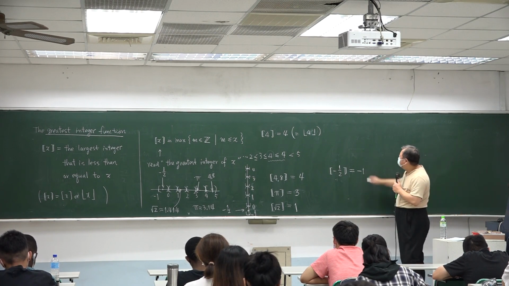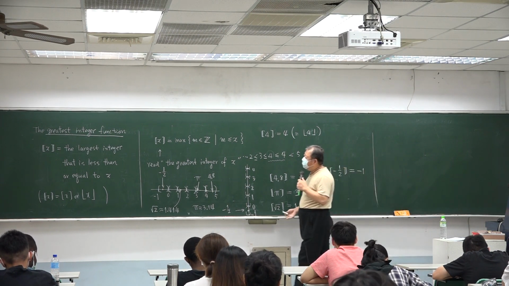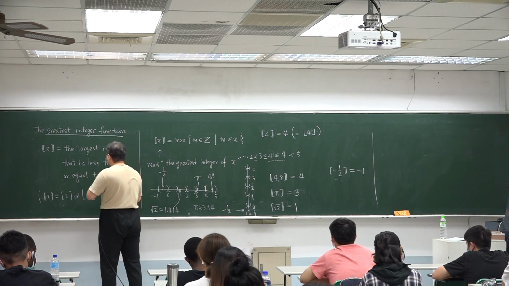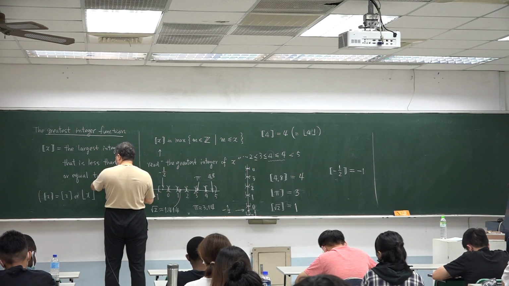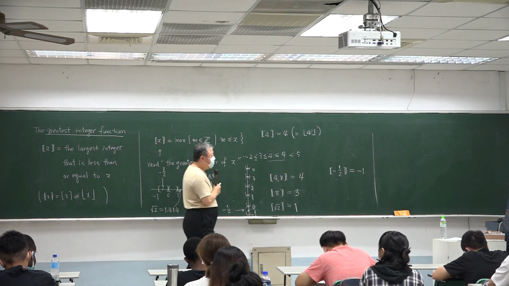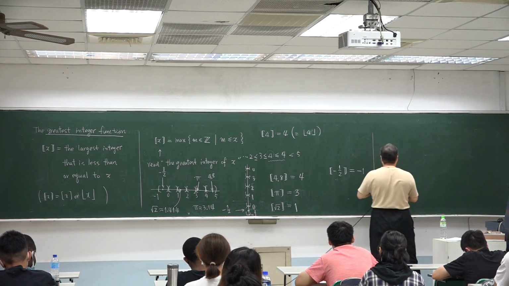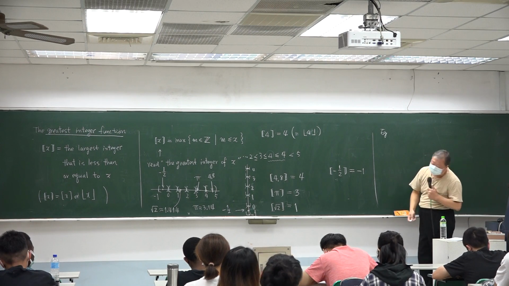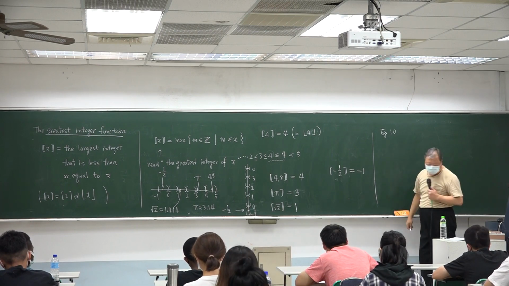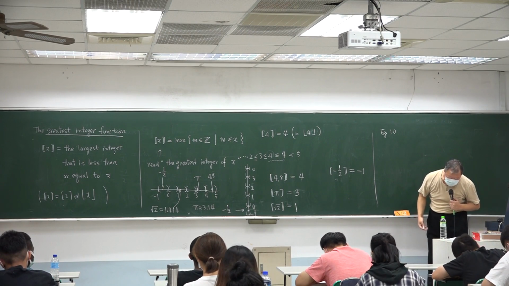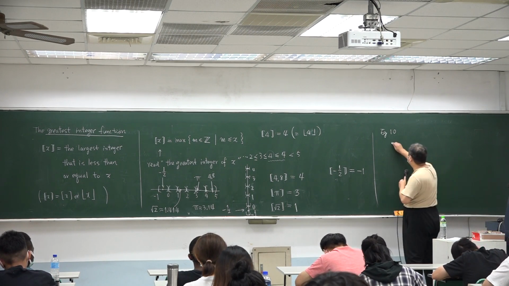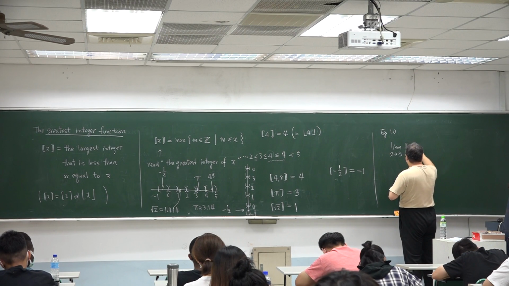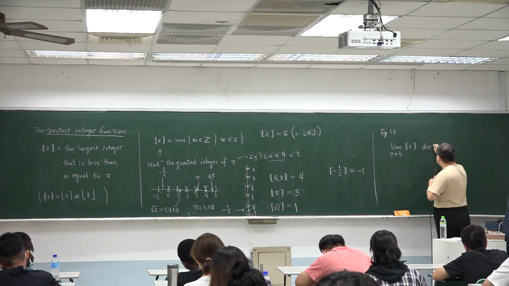Okay. This is the greatest integer function. The greatest integer of x is defined to be the largest integer that is less than or equal to x. So the next example, Example 10, requires us to show that when x approaches 3, this limit does not exist.